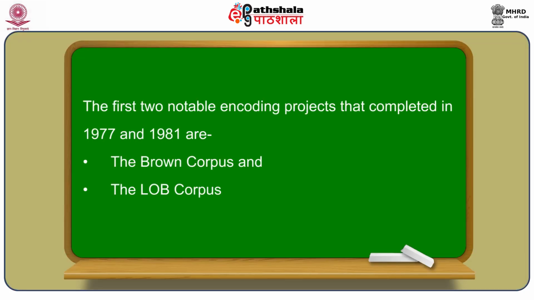Now we are referring to the early works of extratextual annotation. The first two notable encoding projects, completed in 1977 and 1981, are the Brown corpus and the Lob corpus. They are annotated. These two corpora, each consisting of 1 million words, carried extratextual annotation as well as intratextual annotation.